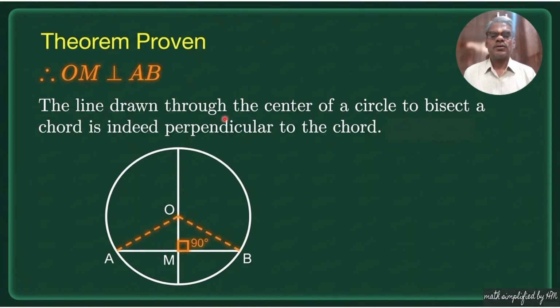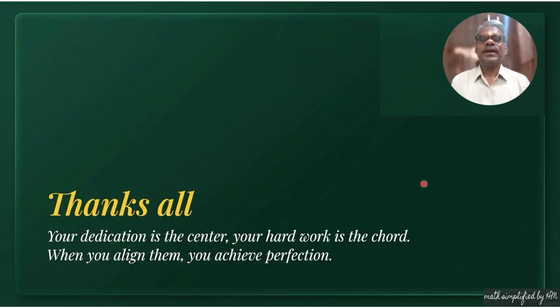The line drawn through the center of a circle to bisect a chord is indeed perpendicular to the chord, and that brings us to our final elegant conclusion: by simply drawing the radii OA and OB, we successfully uncovered the truth behind our circle theorem.